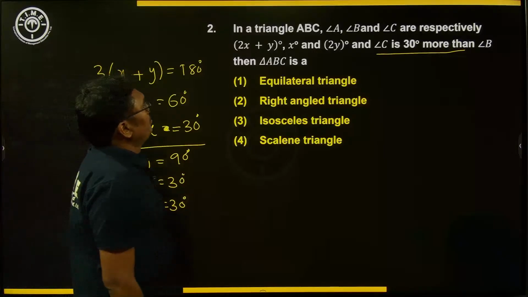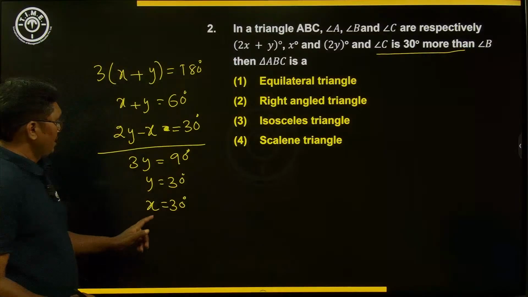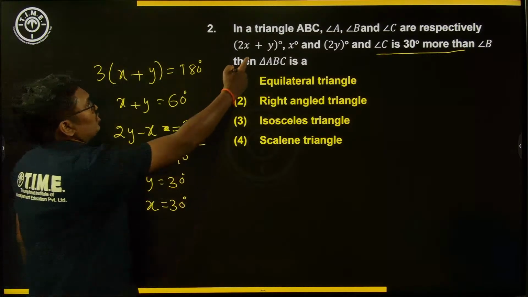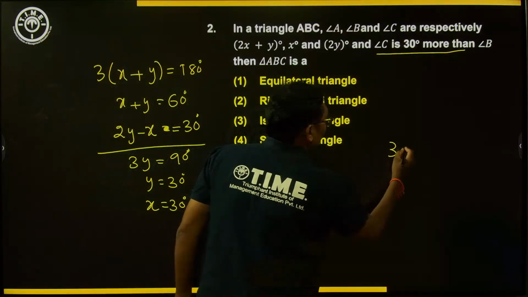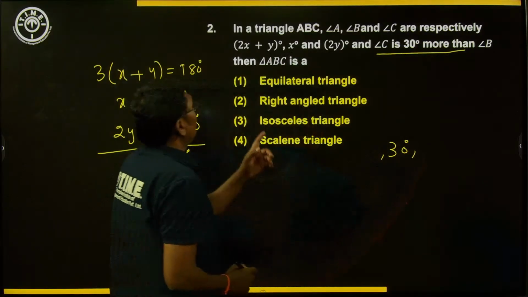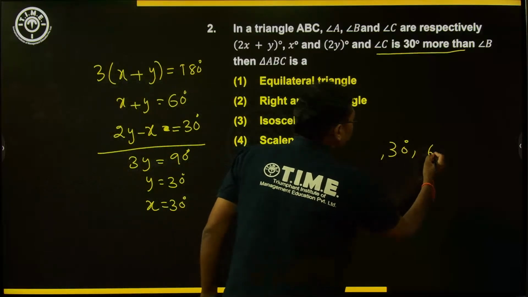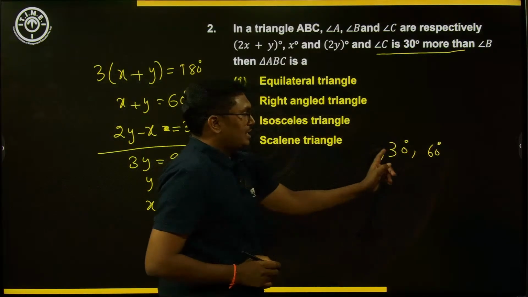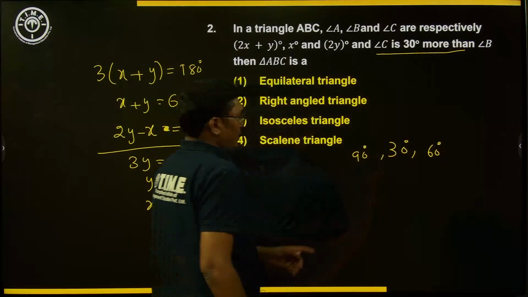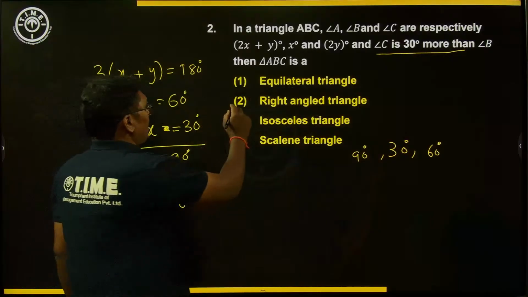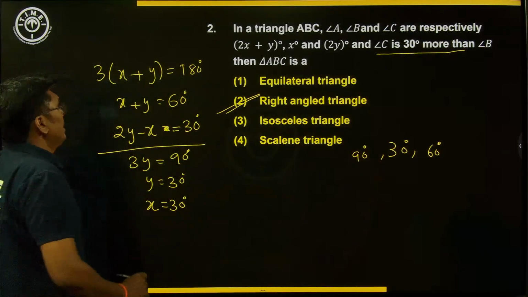So we have to find the type of the triangle ABC. x is equal to 30, y is equal to 30. So the middle angle is 30 because this is x, 30, and this is 2y. 2y means C is 60 degrees. So two angles are 30 plus 60, 90, the remaining angle is 90 degrees. If one angle is 90 degrees, then definitely it is a right angle triangle. Okay, let us see the next question.